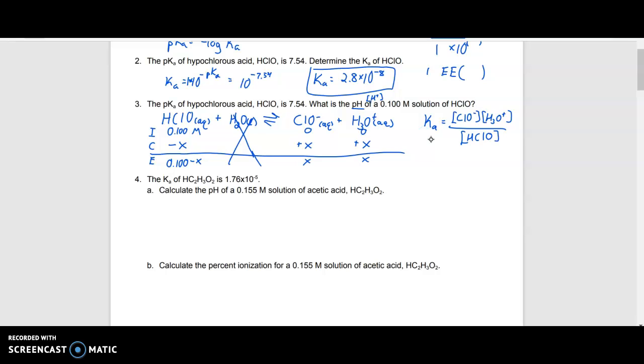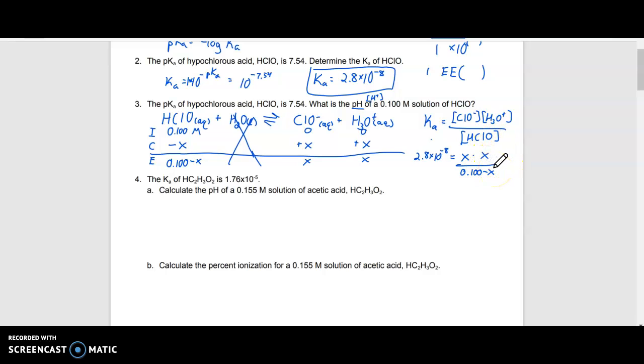But these have to be at equilibrium. So I have to use the values down here. Then I can start relating everything together. 2.8 times 10 to the negative 8th, because that is the value of my Ka, equals the concentration of ClO minus at equilibrium, which was X, and H3O plus was X, and HClO, not minus, was 0.100 minus X.